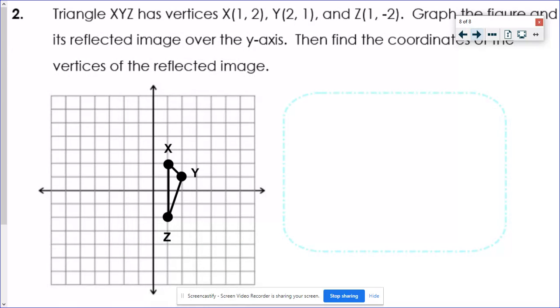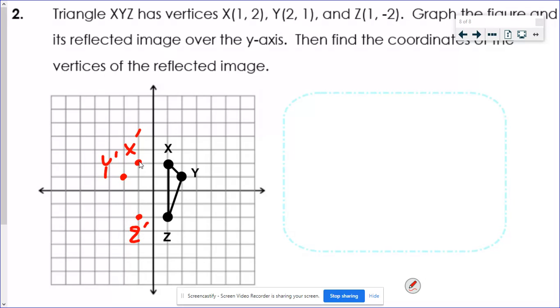And for the last one, again, we already graphed the pre-image, the original figure. We want to reflect over the y-axis and then find those ordered pairs. So we've got X, Y, Z here. X is 1 unit to the right, so 1 unit to the left, X prime. Y is 2 units away, and Z is 1 unit away.